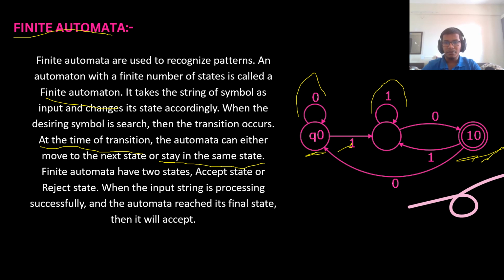So from the given automaton, we can clearly say that this automaton recognizes strings of alternating characters, that is 1 0 1 0 or 0 1 0 1 in this fashion. So a finite automaton has two outcomes, an accept state or a reject state. When the input string is processed successfully, the automaton reaches its final state and then it will be accepted.